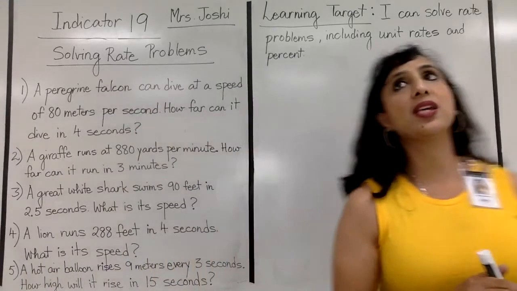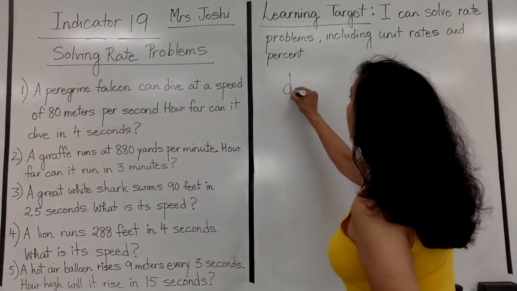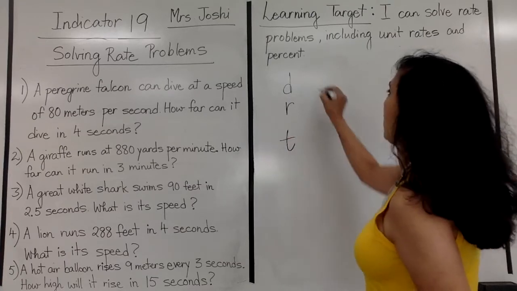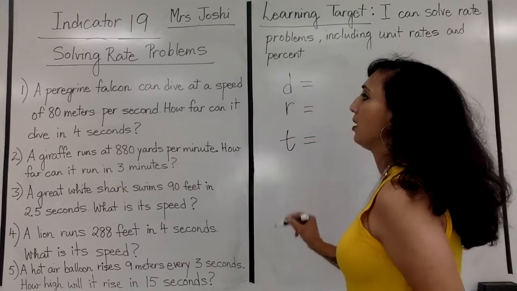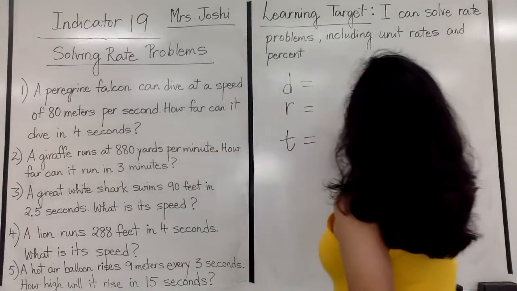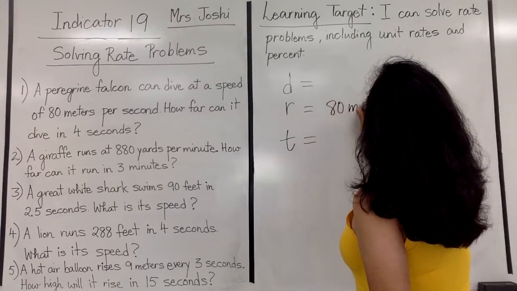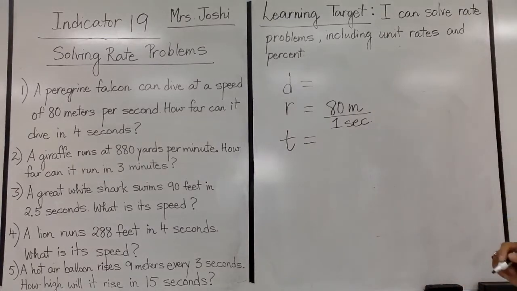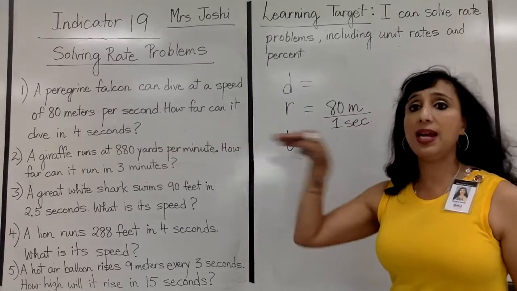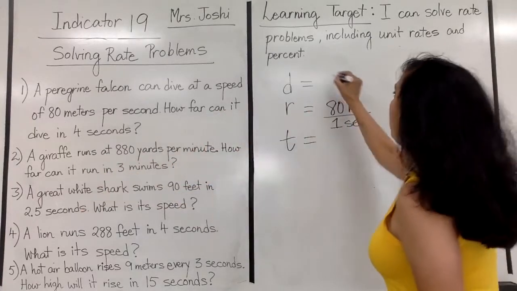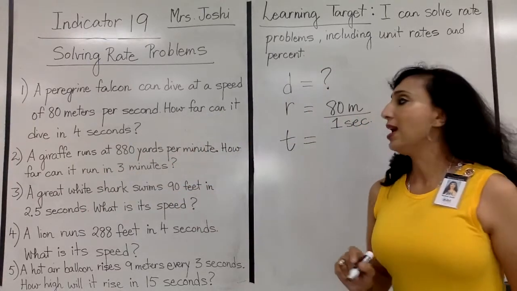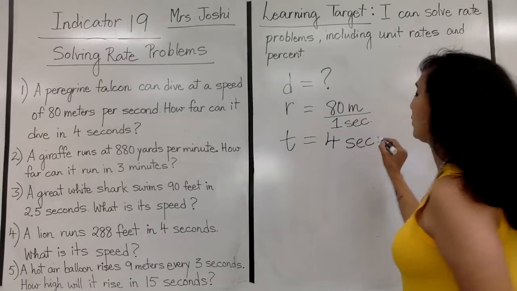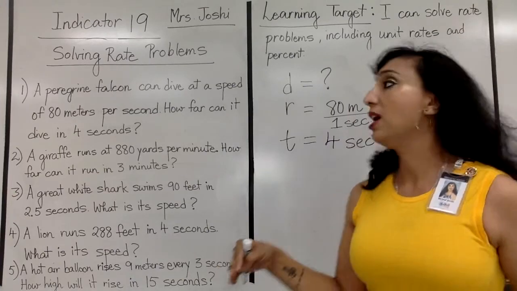First thing, always out of the three, you need to write down what you have. Do you have distance, the rate which is speed, or the time? It can dive at a speed, so speed is 80 meters over 1 second, because it's per second. How far? Far means the distance, so we don't know this. And then, can it dive in 4 seconds? This is the time that is given to you. In 4 seconds, how far will this falcon dive?